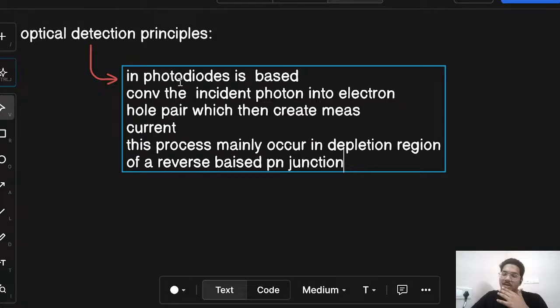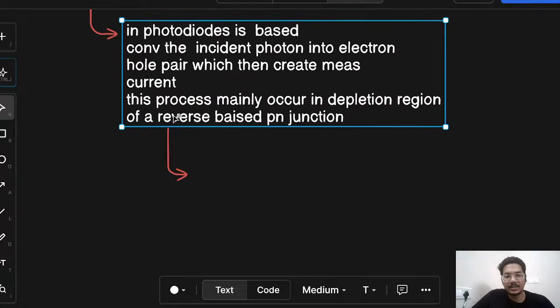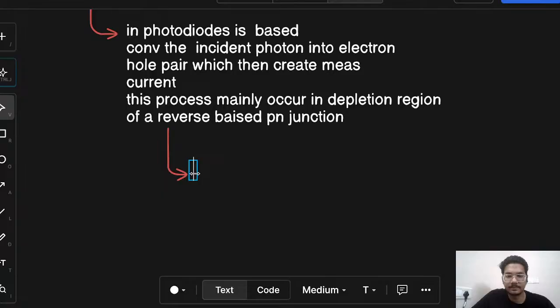So optical detection in a photodiode is based on converting the incident photon into an electron-hole pair, which creates a measurable amount of current, and this process occurs mainly in the depletion region of the reverse bias. Then, what is a reverse bias PN junction?